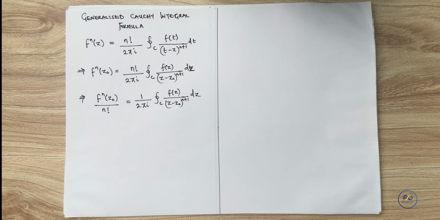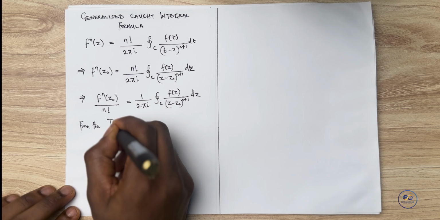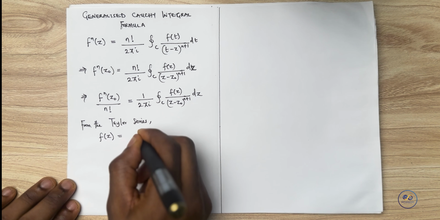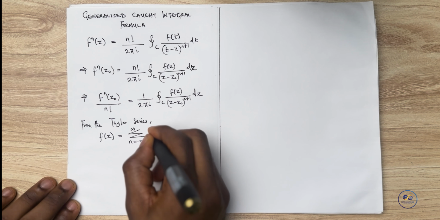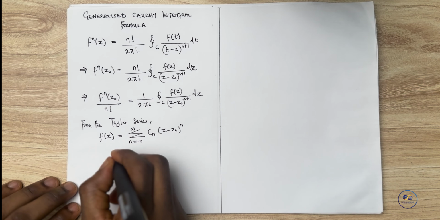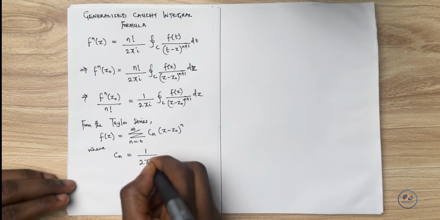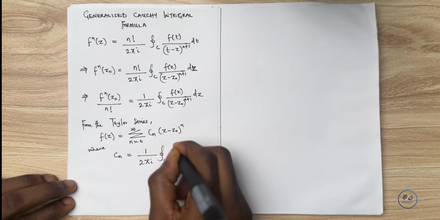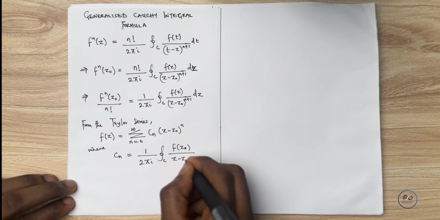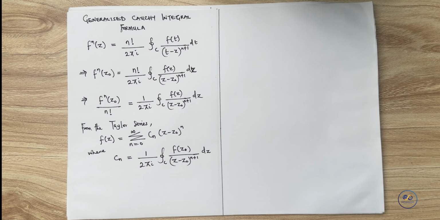So let's now put that into focus, right? Remember that from the Taylor series, which we generated in the last video, we already said that if you have a Taylor series f(z) equal to the summation, n starting from 0 to infinity, of c_n (z minus z0)^n, then in this case we could define c_n as 1 over 2 pi i integral over c of f(z) divided by (z minus z0)^(n+1) dz, right?